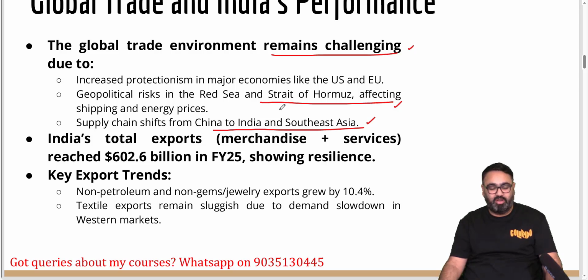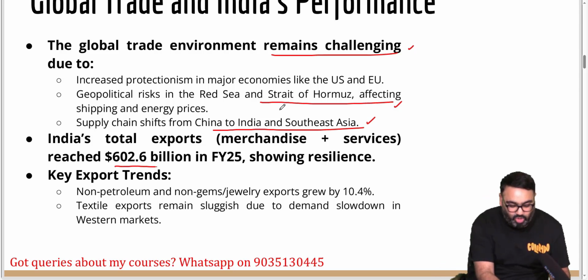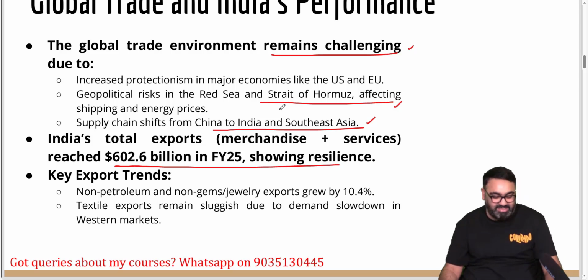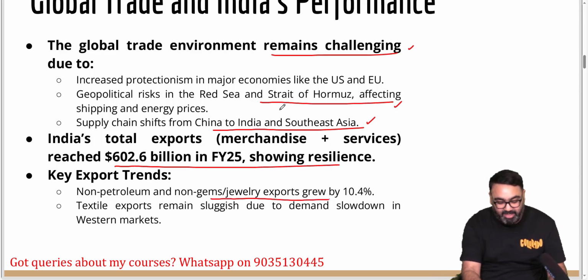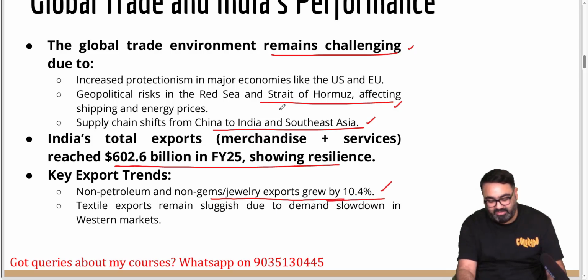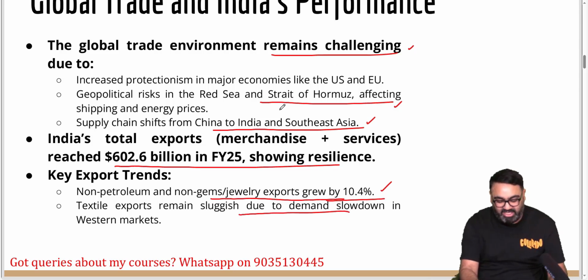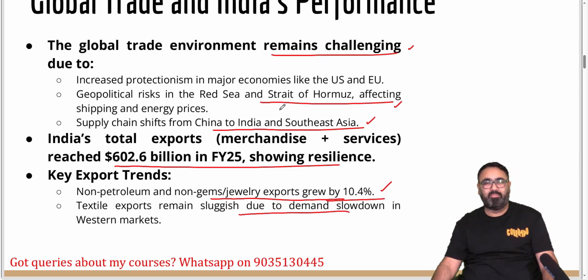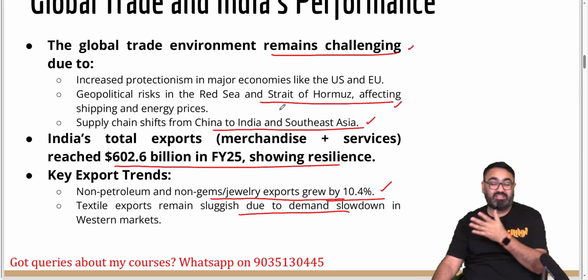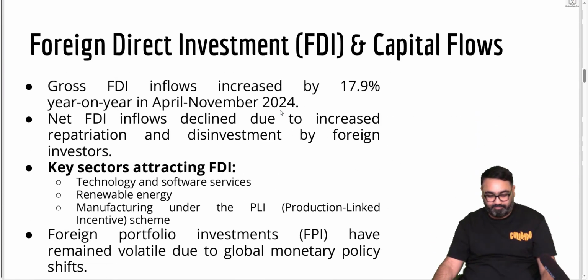Total exports, as we saw earlier, are about $602.6 billion in the first 9 months. The key things that we export are non-petroleum and non-gems and jewelry exports, which have grown by over 10%. Textile exports have remained sluggish, meaning not that high, because the demand has slowed down. And in textiles specifically, we also have competition from countries such as Vietnam and Bangladesh.